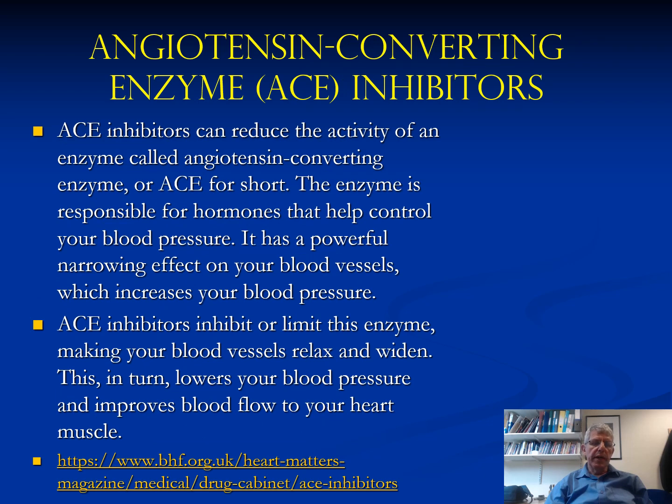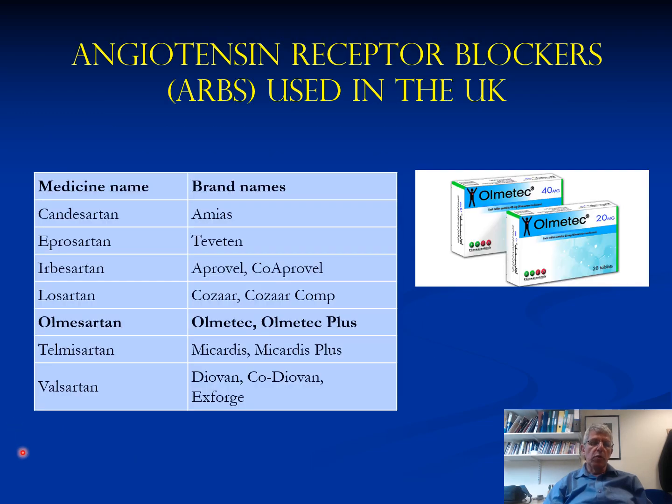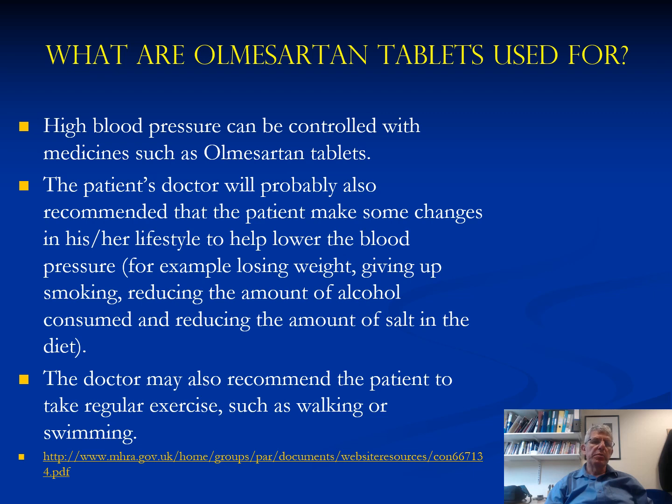The previous slide mentioned ACE inhibitors. As already mentioned, most people who have high blood pressure will need to take one or more medicines to control it. ACE inhibitors are a popular first choice medicine for high blood pressure. ACE inhibitors can be useful for people who have diabetes or kidney disease, as well as high blood pressure. This study is going to focus on one of the ARBs, olmesartan. As we have seen, high blood pressure can be controlled with medicines such as olmesartan.